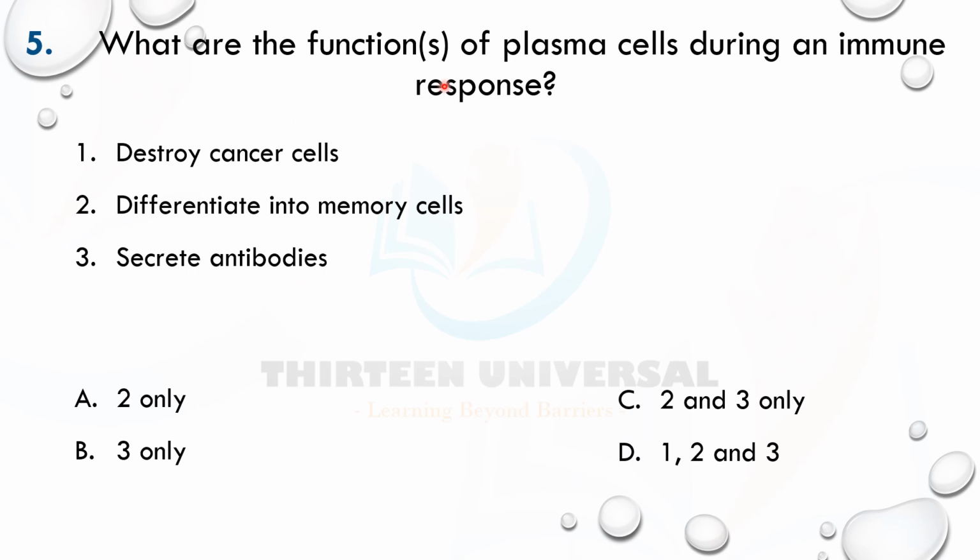So what are the functions of plasma cells during an immune response? Does it destroy cancer cells? No. What destroys cancer cells? T helper cells. Okay. No, T killer. It binds and destroys it. T killer, not plasma cells. Do plasma cells from B lymphocytes differentiate into memory cells? Nope, they don't differentiate, but they do secrete antibodies. Yeah, that's what they do. Plasma cells of B lymphocytes secrete antibodies.